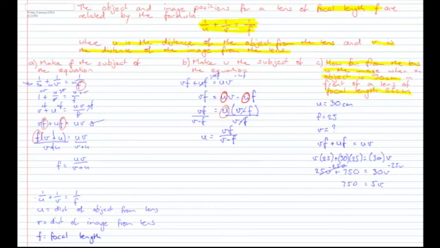Alright, well we've got 5 v's, we may as well divide by 5 to get the v on its own. Therefore 750 divided by 5 is equal to 150, which is equal to, the 5's cancel out, v. And because it's a worded problem we need to provide a worded answer, so we write therefore the image is 150 centimeters away from the lens.